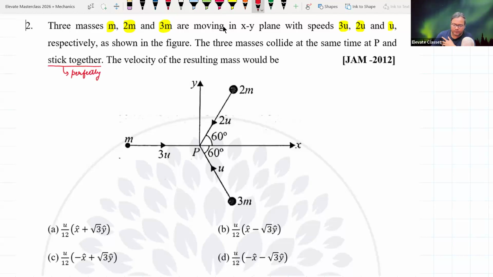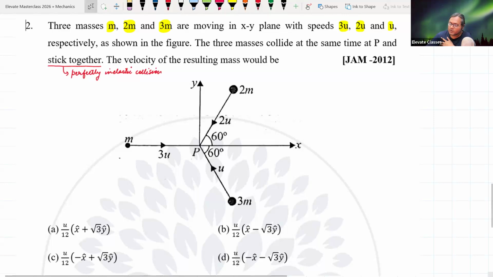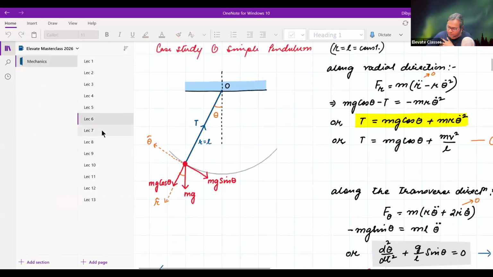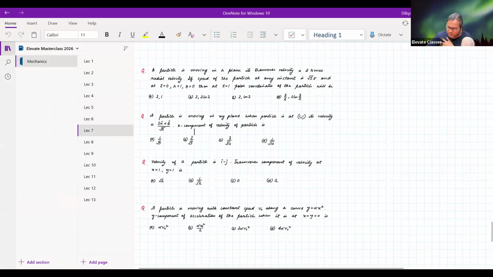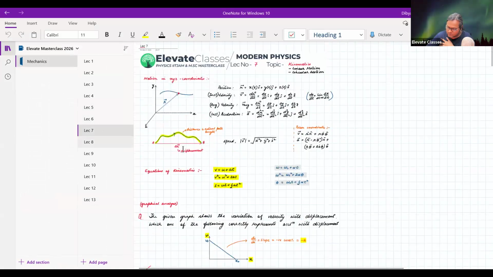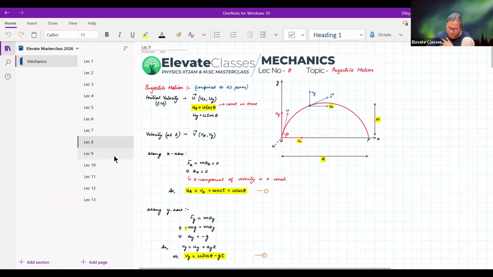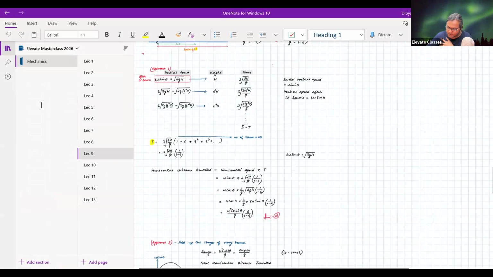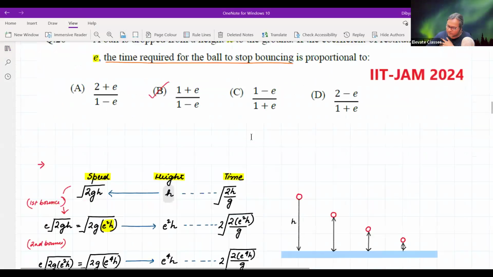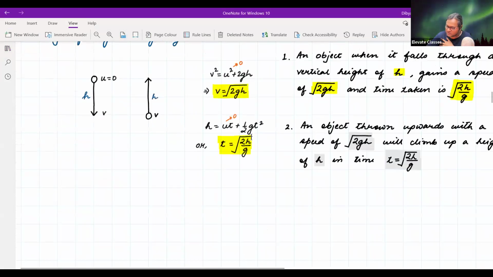So yes, perfectly inelastic collision. I hope that all of you remember our discussions from one of my earlier classes. Let me see if I can go back to those notes. Lecture number, not this one, not projectile motion. Yes, this is lecture number 9. So here we talked about elastic, inelastic collisions and all these things.